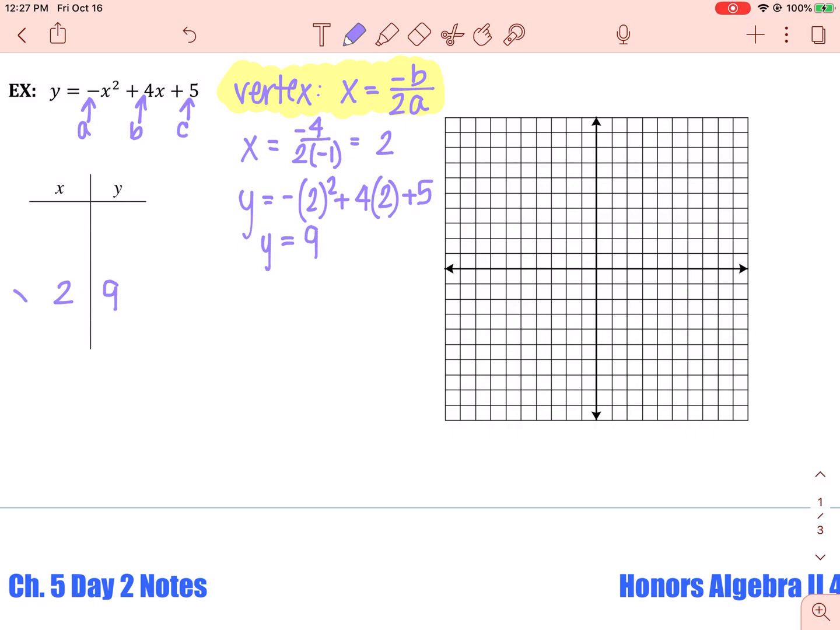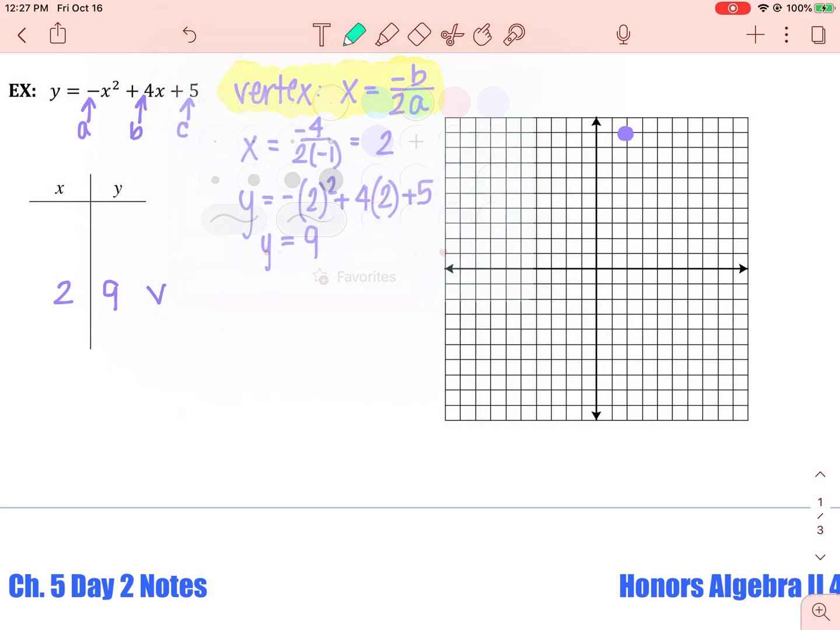You can even label it with a V. Okay, never mind. I'll label it right here, vertex. Let's graph that point. 2, 1, 2, 3, 4, 5, 6, 7, 8, 9. And now I need to pick some more points. Pick a point to the right, a point to the left.